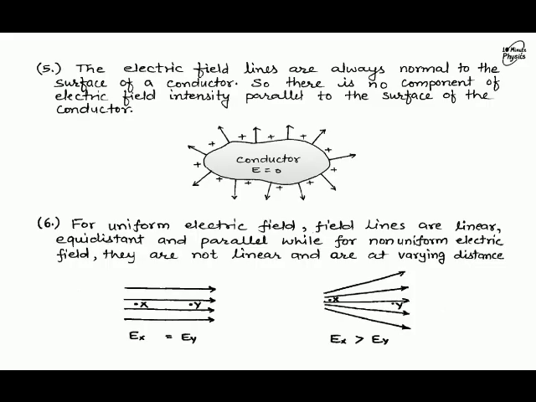The sixth property: for a uniform electric field, the field lines are linear and equidistant. You can see the first diagram in the sixth property, which shows the electric field lines for a uniform electric field. All the field lines are uniform and at an equal distance from each other, whereas for a non-uniform electric field, the field lines are not uniform and not at an equal distance from each other. Their distance is varying. So this is the representation of electric field lines for uniform and non-uniform fields.